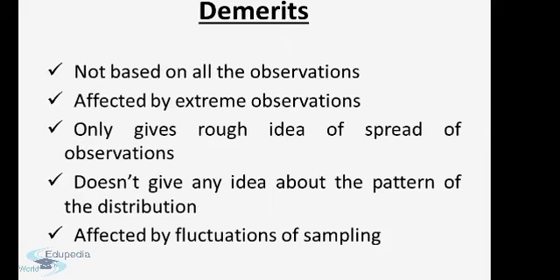Next, it only gives a rough idea of the spread of observation and doesn't tell much about it, just from where the value starts and up to where it goes. It doesn't give any idea about the pattern of the distribution, because we of course are not looking into all the other numbers except the minimum and the maximum. And again, as we have seen, it's affected by fluctuations of sampling.